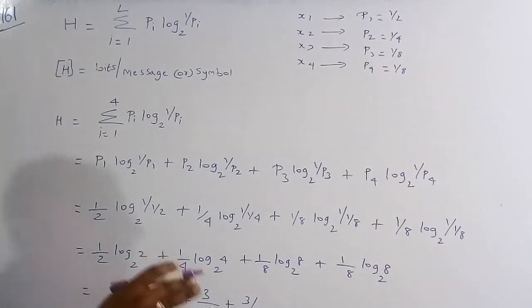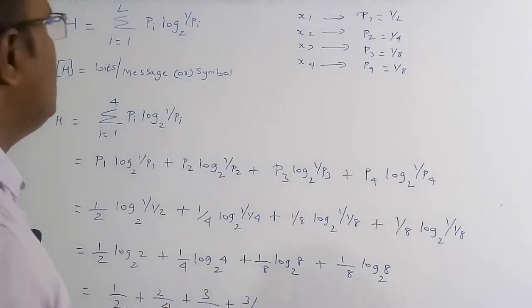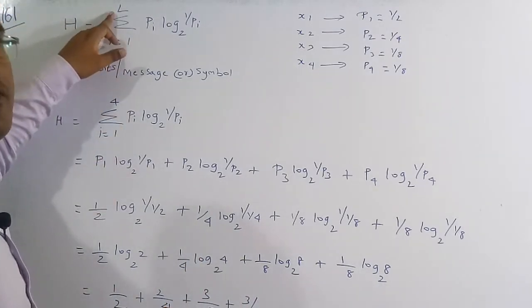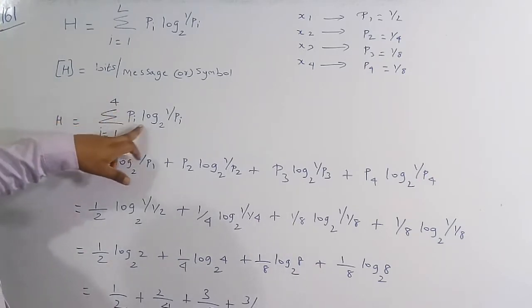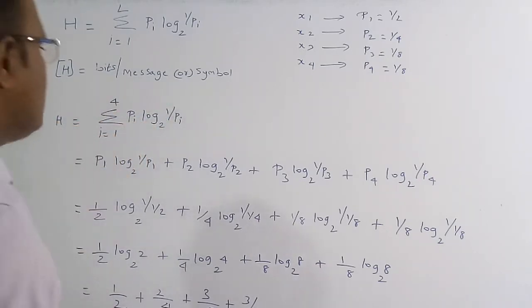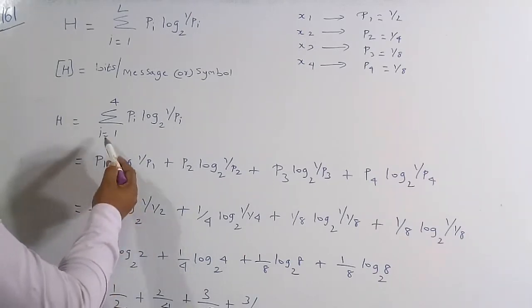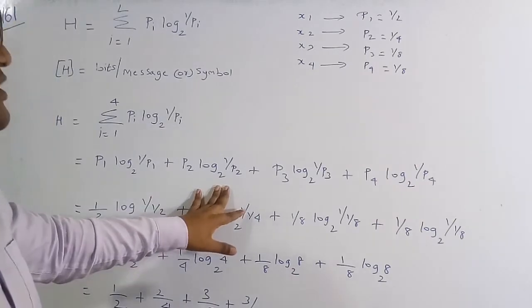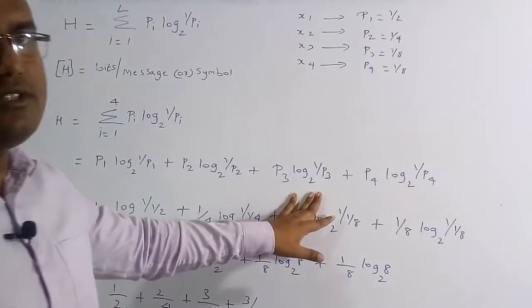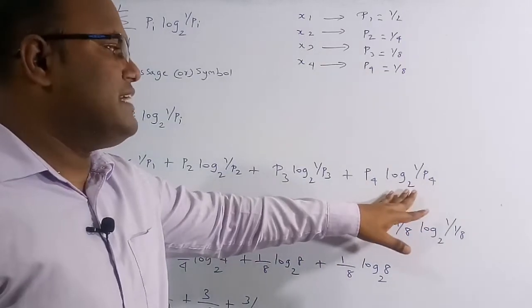If you see carefully, there are only 4 message signals, or 4 symbols. So L becomes 4. So i is equal to 1 to 4, Pi log 1 by Pi. I am going to expand this formula. When i is equal to 1, we get this expression, this is P1. When i is equal to 2, this is the expression we get. When i is equal to 3, we get this expression, and when i is equal to 4, we get this expression.